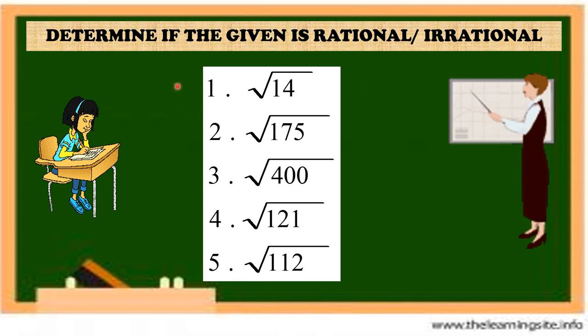So we need to answer number 1, square root of 14. Number 2, square root of 175. Number 3, square root of 400. Number 4, square root of 121. And the last number, the square root of 112.